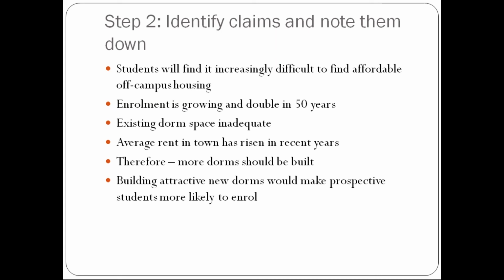And has student income also risen or fallen? It's relevant to evaluating the argument. Is student finance and student loans more available now than it was in the past? If it is, then it's going to make a difference to the argument, because it means students are generally richer, so they will be able to afford off-campus housing. So therefore more dorms should be built. Well, I don't think they've made that argument convincing.